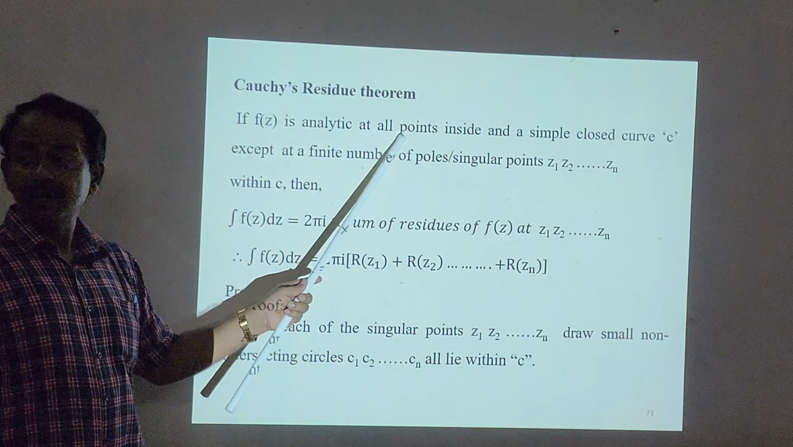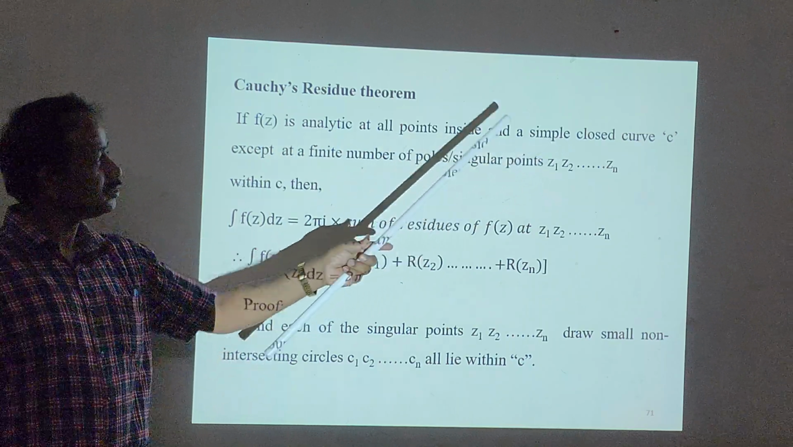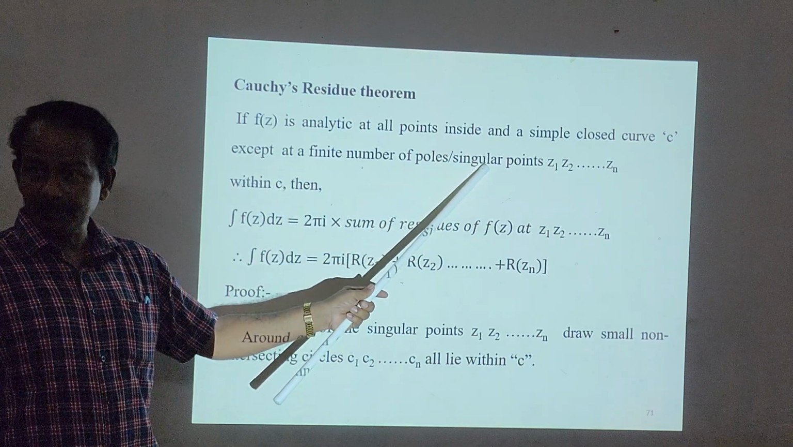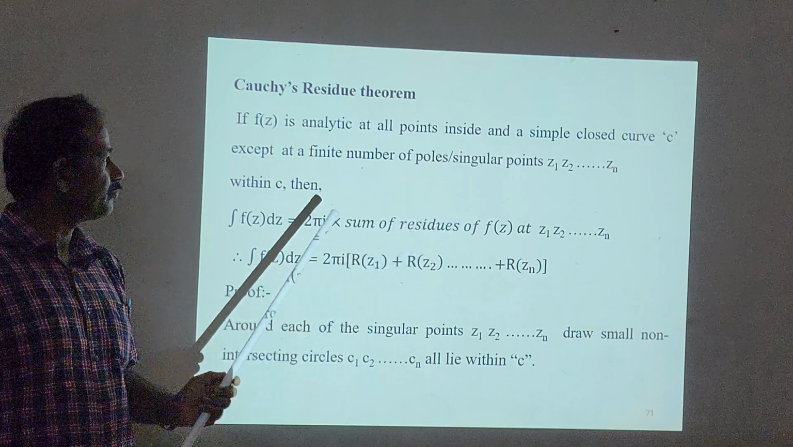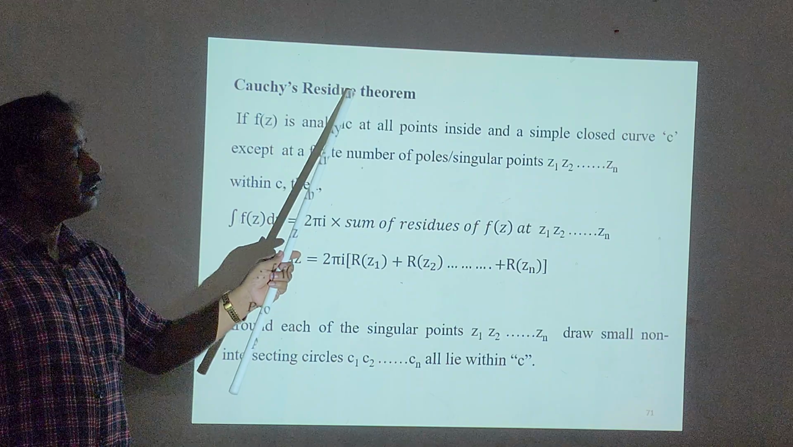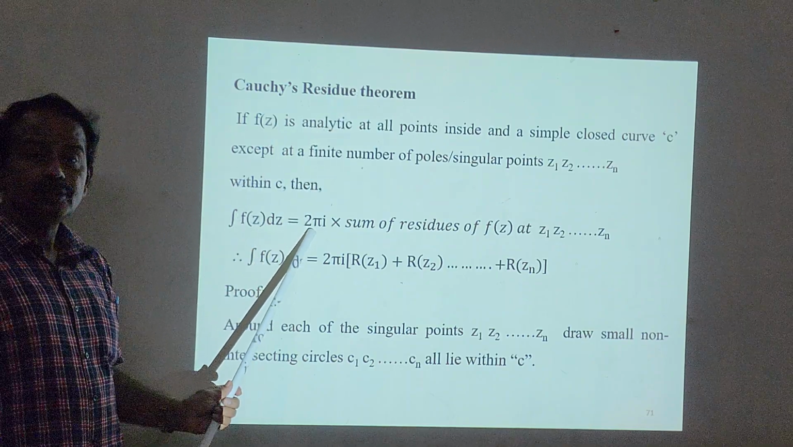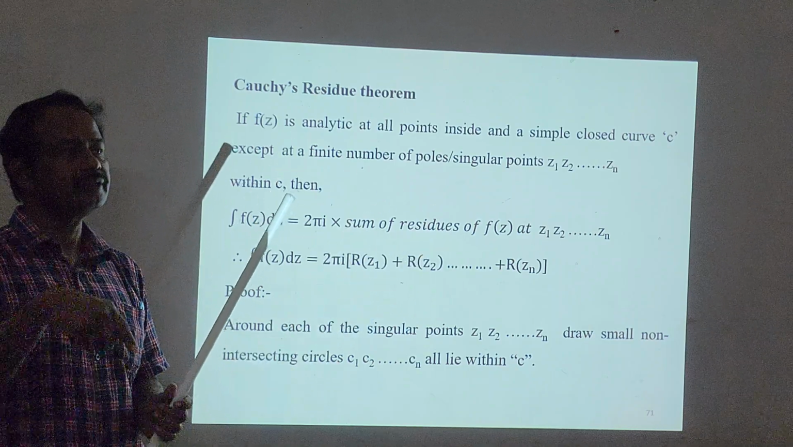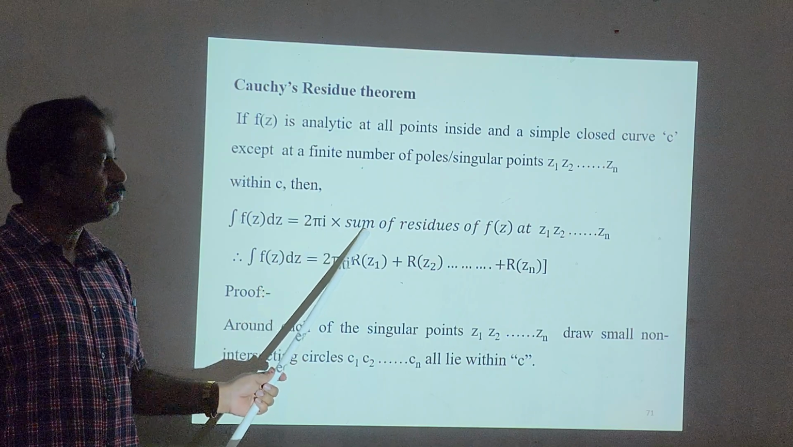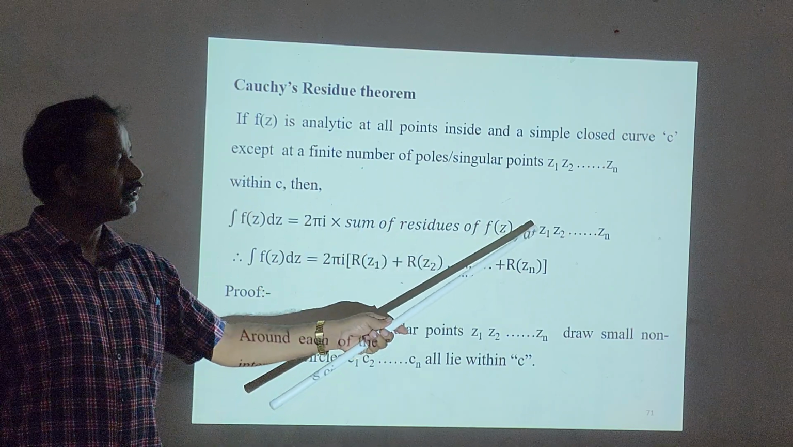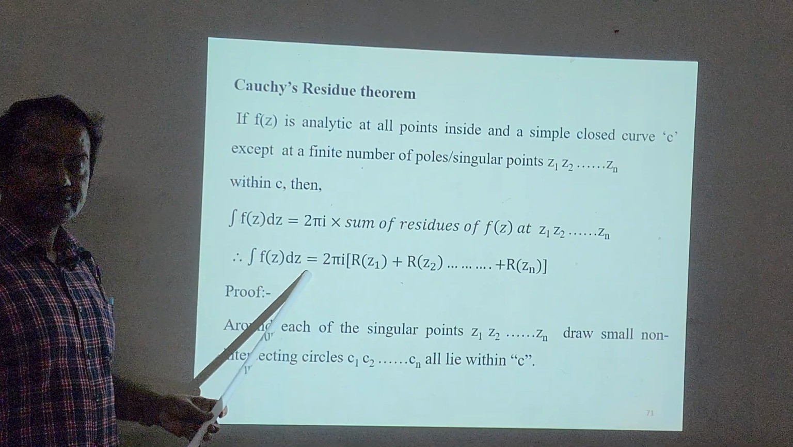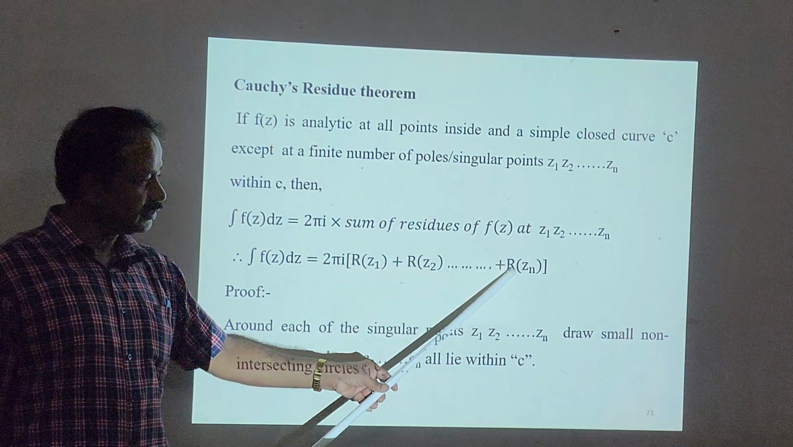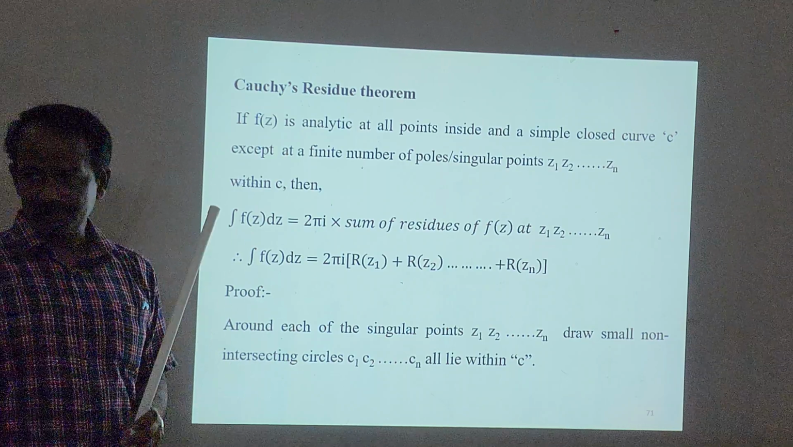If f of z is analytical at all points inside and on a simple closed curve C, except at a finite number of poles, the singular points, for example z1, z2, up to zn within C, then the Cauchy residue theorem says that the integral of f of z dz equals 2 pi i times the sum of residues of f of z at z1, z2, up to zn. Now we are going to prove this.